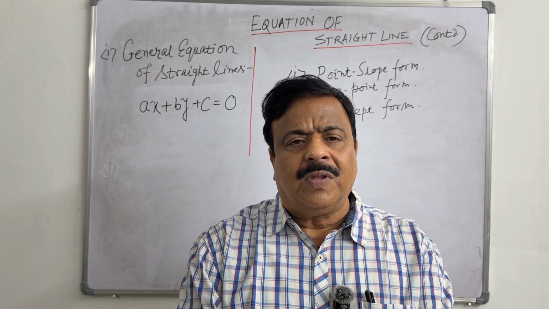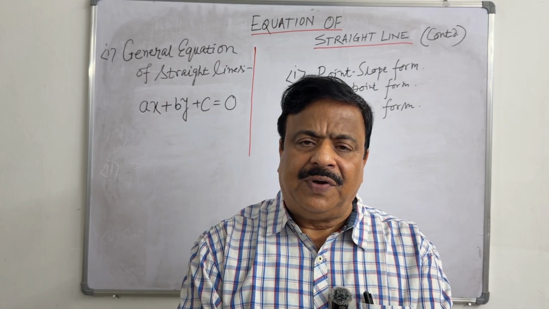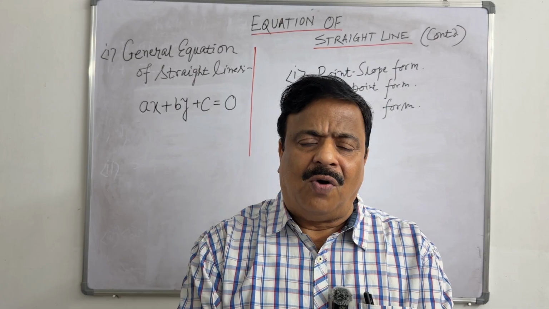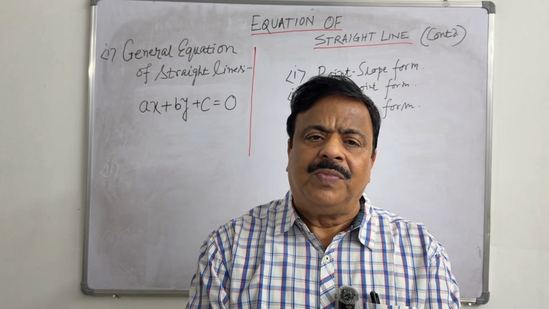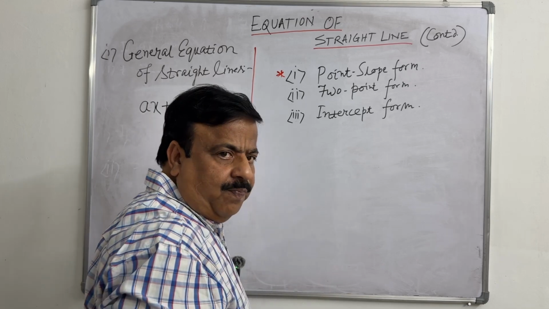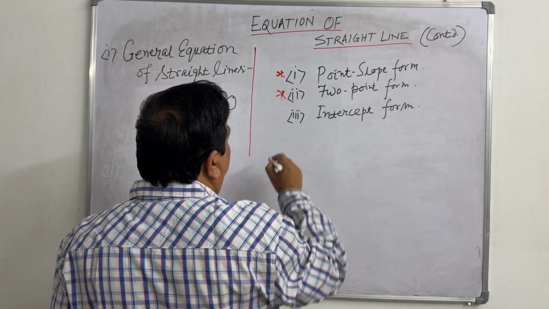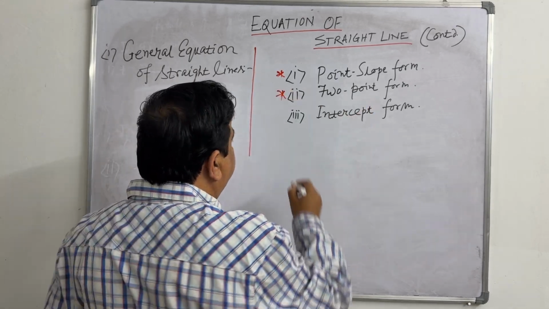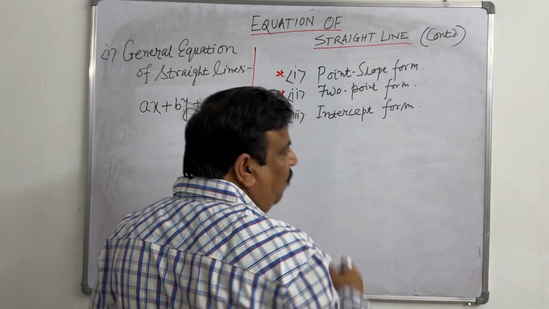Today we will discuss different other standard forms of a straight line. वो क्या है? Number 1 point slope form, number 2 two point form, and number 3 intercept form.